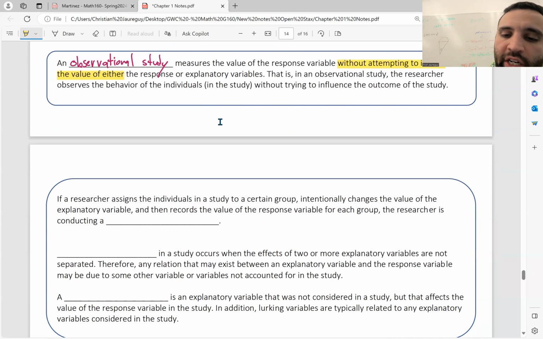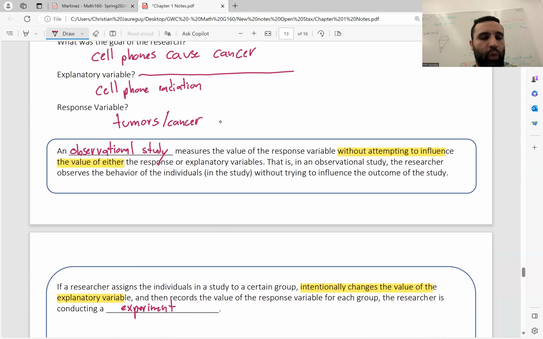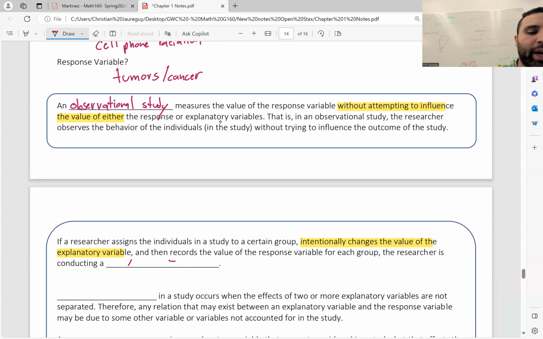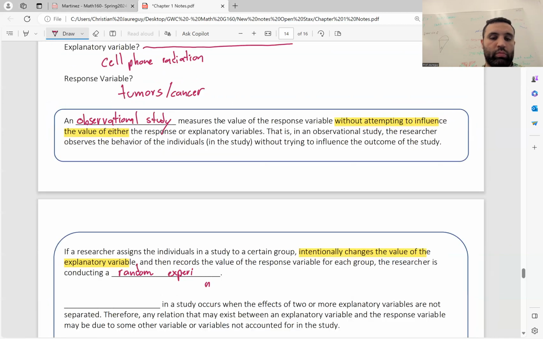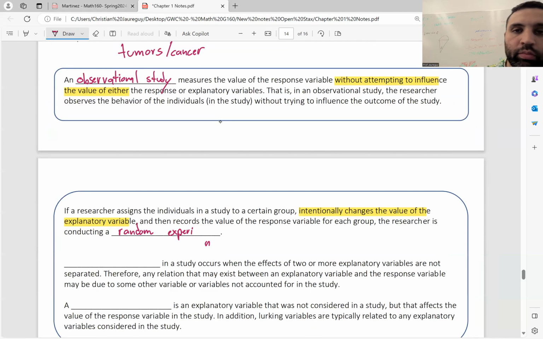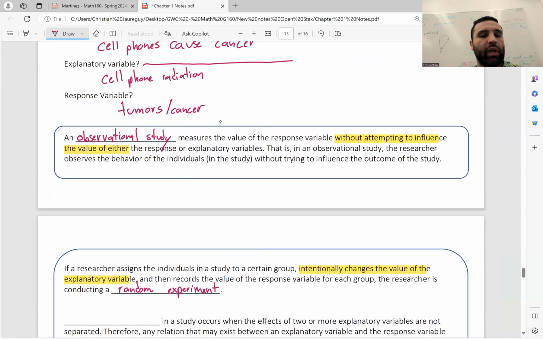Whereas if you intentionally change the value of the explanatory variable, if you impose this treatment upon someone else, it is an experiment. So reading these, which one is which? And in most books you might actually see random experiment. So I'll say that here, random experiment. Experiment. There we go. Okay.